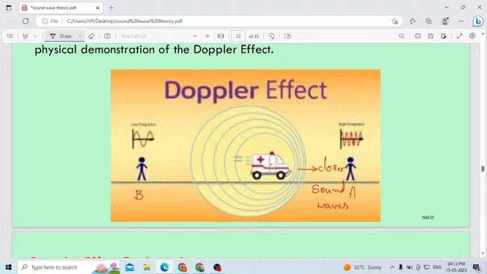Whether he approaches the receiver, he is the receiver, if he moves towards the ambulance, or the ambulance is moving toward him, in both cases the loudness of the ambulance siren increases, and you can see the sound waves become thicker, very close to each other. This person B is far from the ambulance. Here you can see the sound waves are far from each other. Then the intensity of sound will be less.